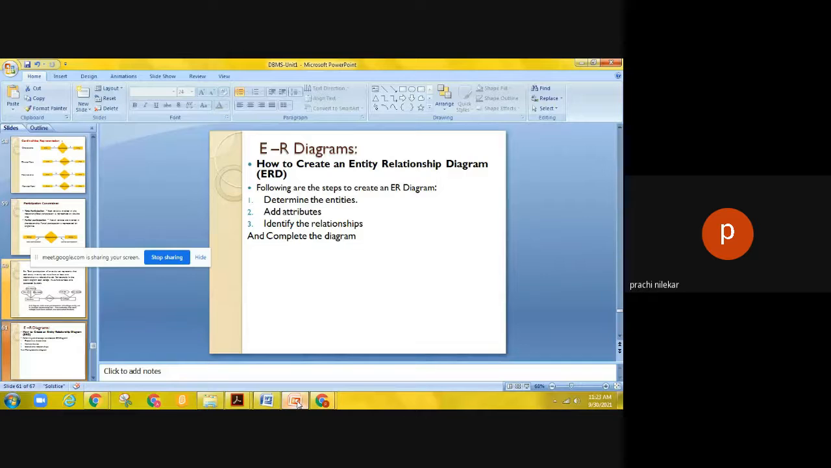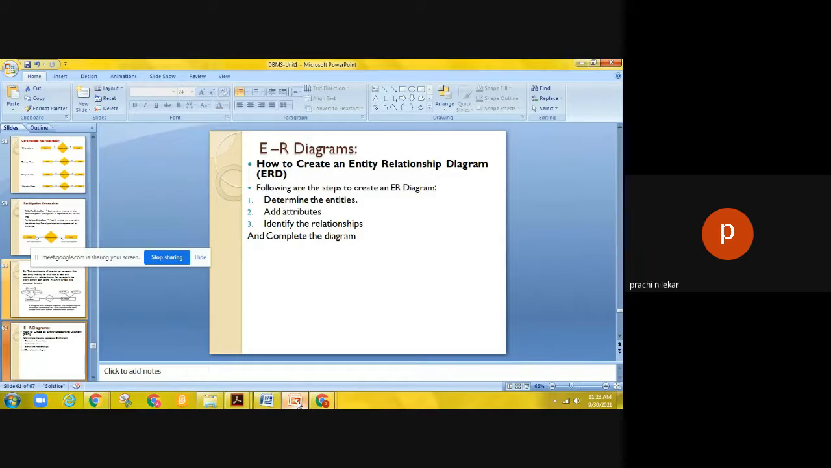First of all, find the important nouns from the given requirement statements. That is nothing but determining the entities. According to those entities as well as the customer requirements, add the attributes. Attributes are nothing but the properties of the entities. Students have attributes: roll number, name, address. An employee has attributes like employee ID, name, address, salary, account details, like that.